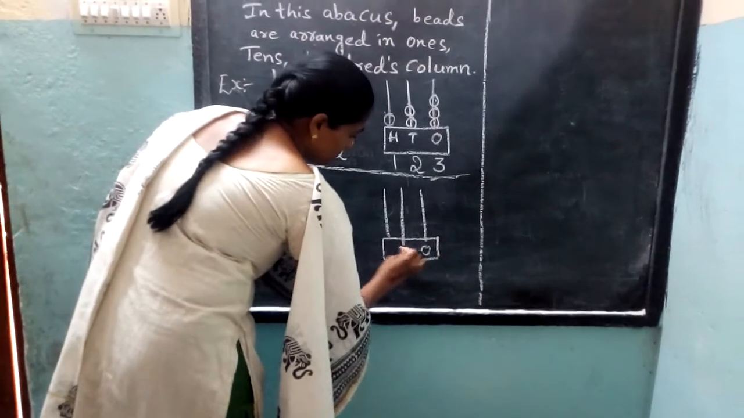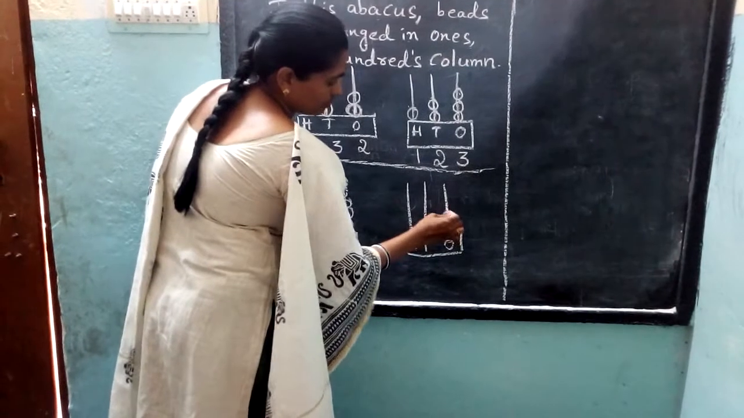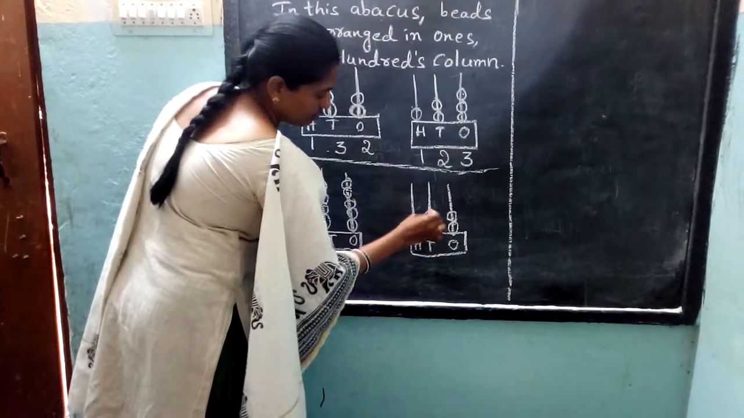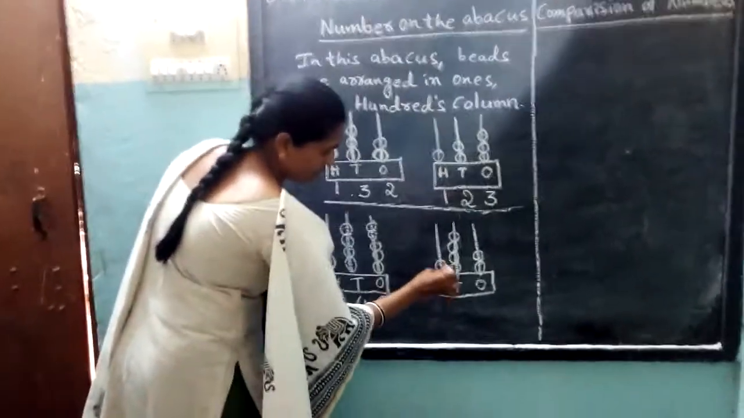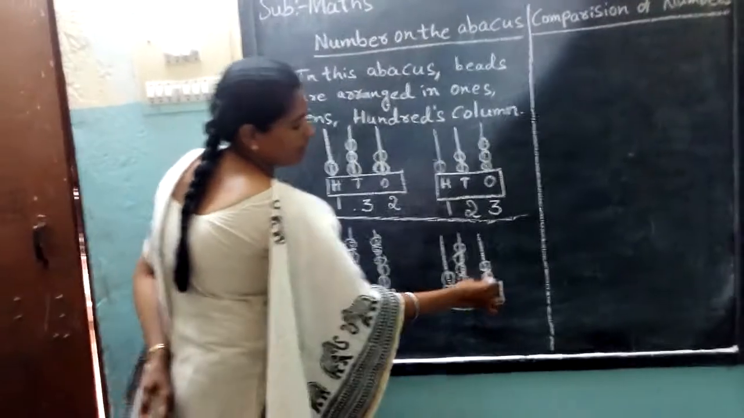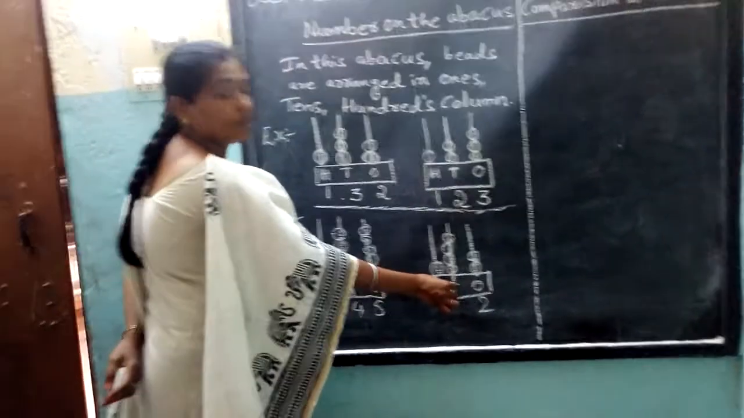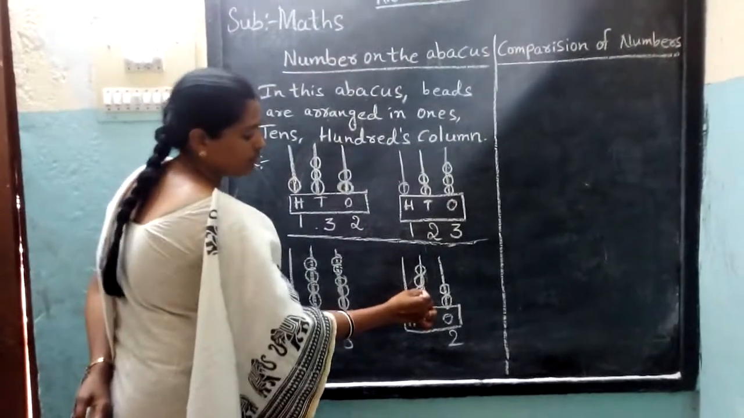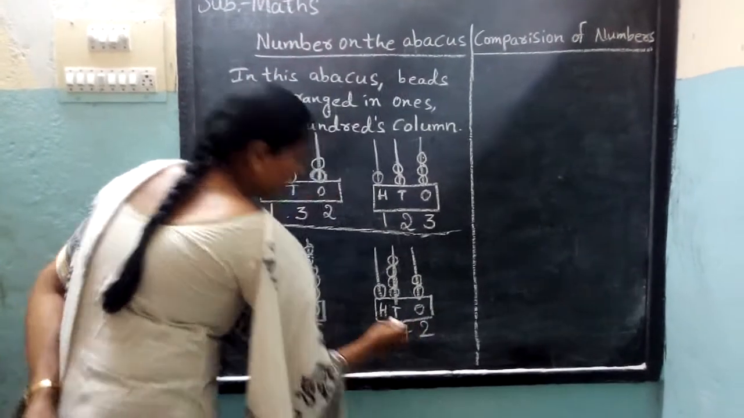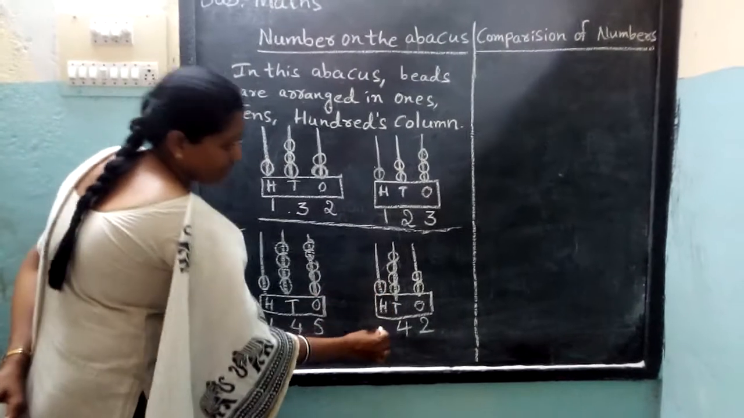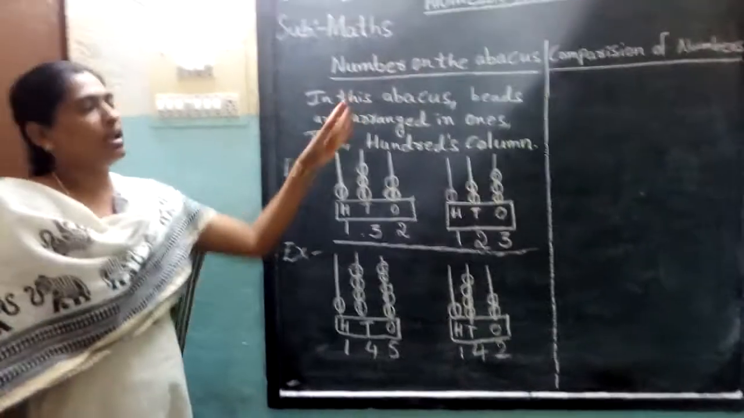Ones, tens, hundreds. In the ones column, how many beads are there? 2. In the tens column, how many beads are there? Count. 1, 2, 3, 4. In the hundreds column, how many beads? 1. What number did it become? 142. I think you understood this.